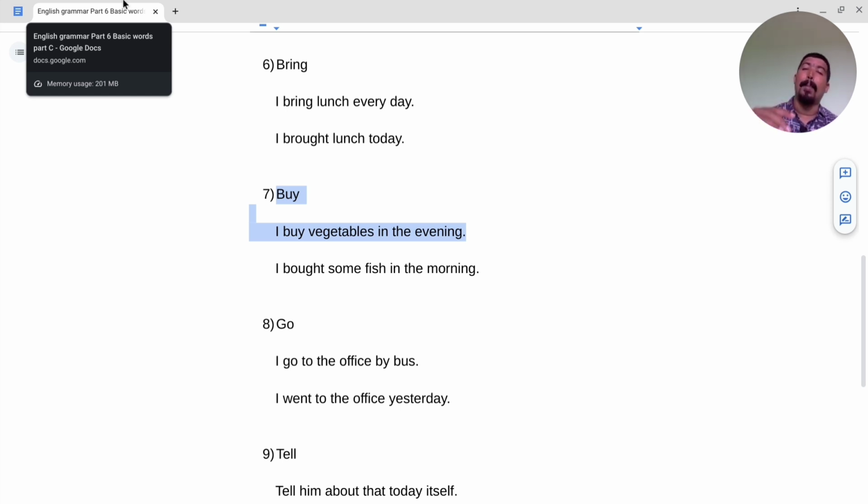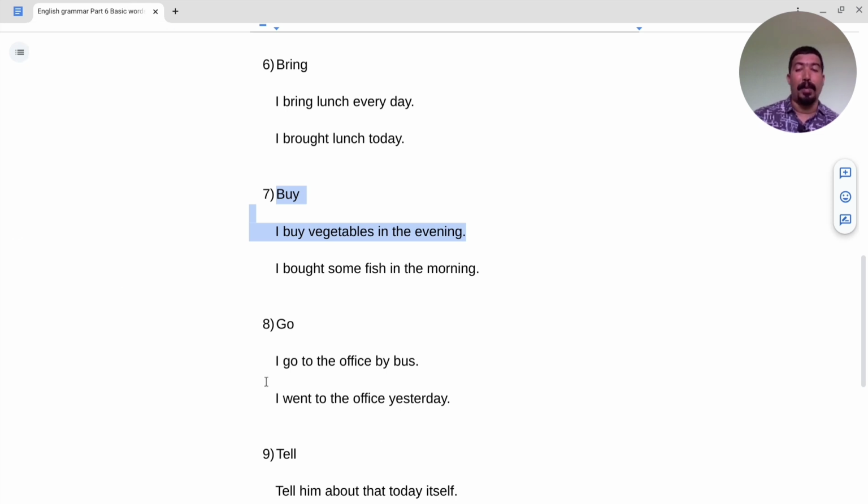So I say I buy vegetables is a simple present form of the verb. Subject plus V1 form of verb plus object. I is a subject, buy is the first form of verb or present form of verb, V1 form, and vegetables is the object part. In the evening is the time. So I buy vegetables in the evening. Remember, the verb comes in the middle. So I have a habit of buying vegetables. That is why I say I buy vegetables. That is something I do on a daily basis.